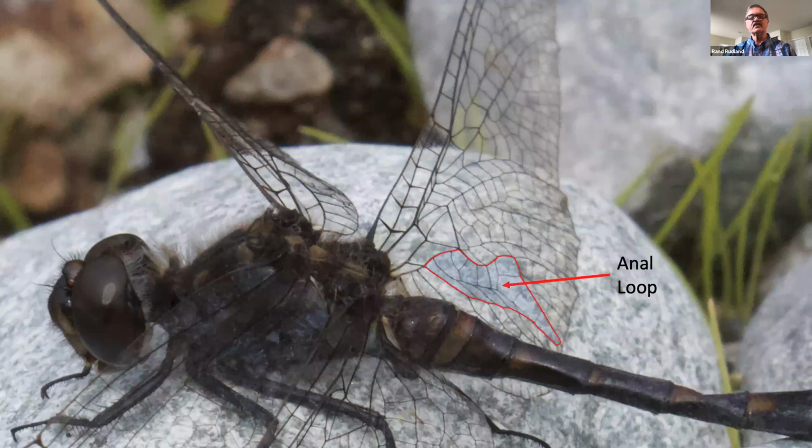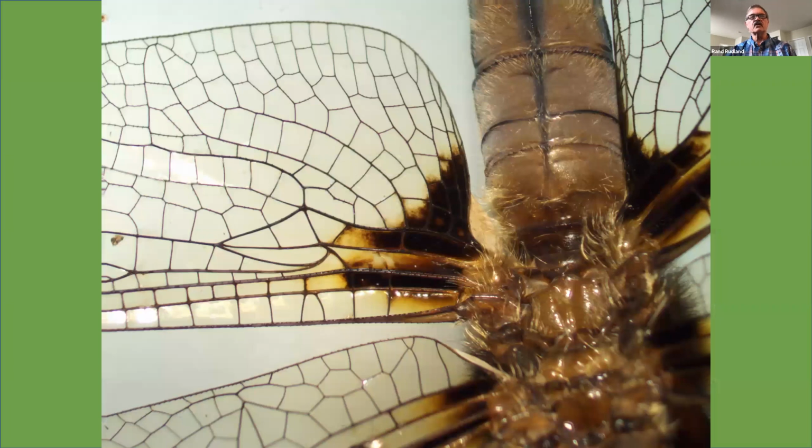And then if we move on, this is actually a microscopic view of a chalk-fronted corporal, and you can see there is the anal loop. Again, quite a different shape. So not to remember them, but if you're doing photography and you're having trouble identifying a species, you may be able to get some assistance by looking at the shape of the anal loop, whether it's got a toe or whether it's stubbed, or any number of combinations that can be used.